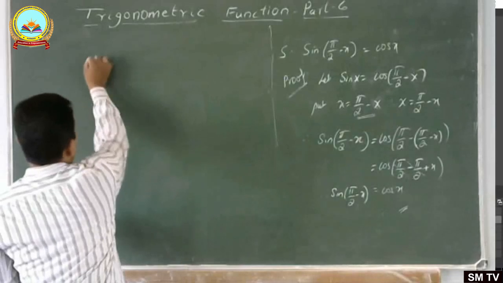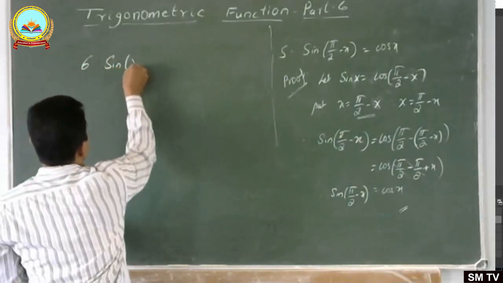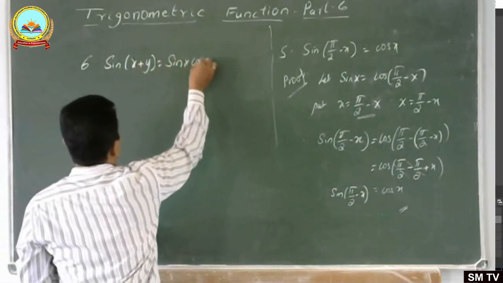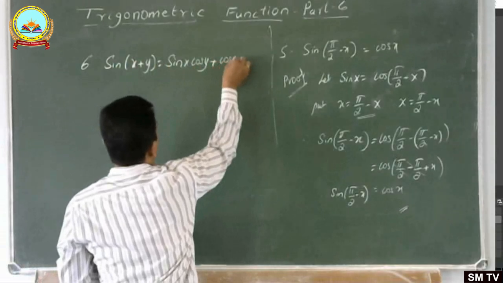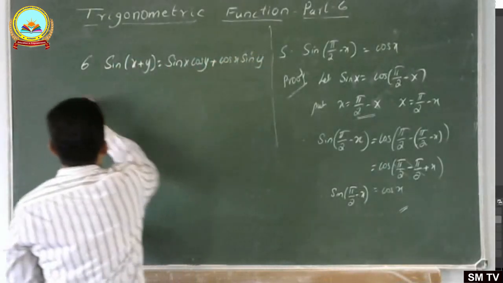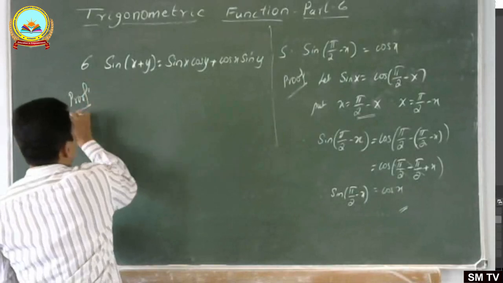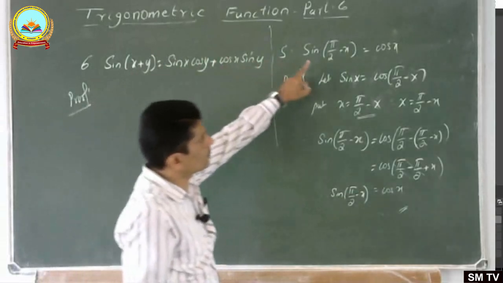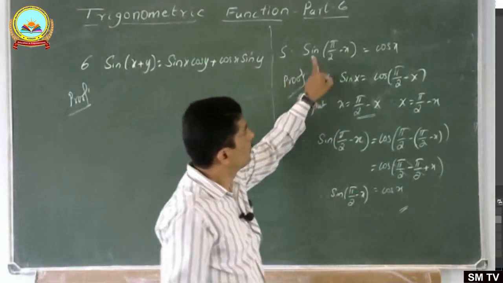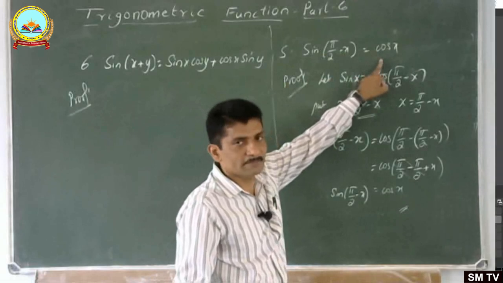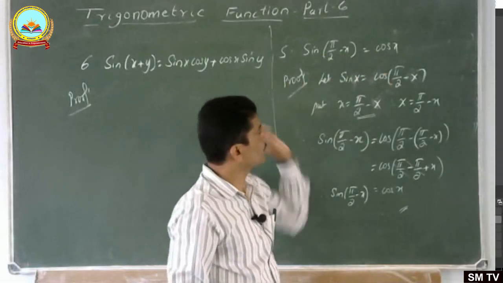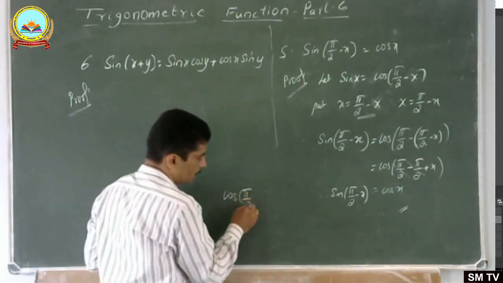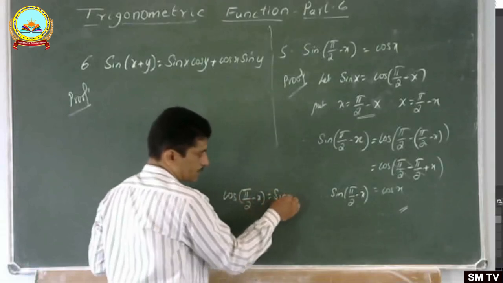The sixth result is sin of x plus y is equal to sin x cos y plus cos x sin y. The proof is also very simple with the help of previous results. Here you know that the value of sin of pi by 2 minus x is cos x. Sin of pi by 2 minus x is equal to cos x. And also you know the fourth result, cos of pi by 2 minus x is equal to sin x.